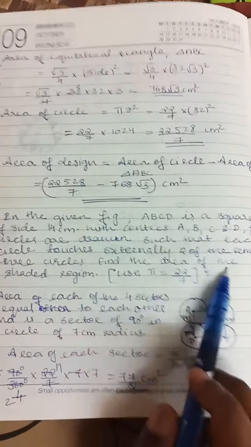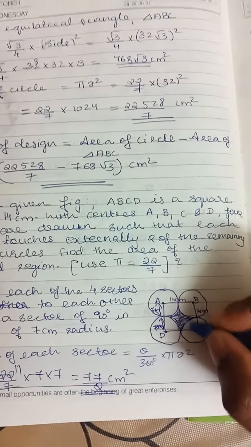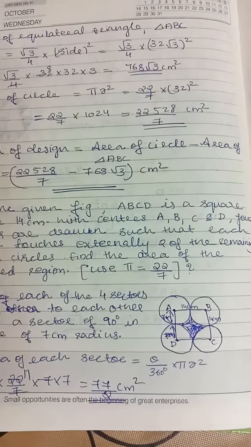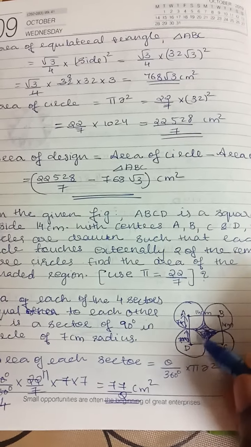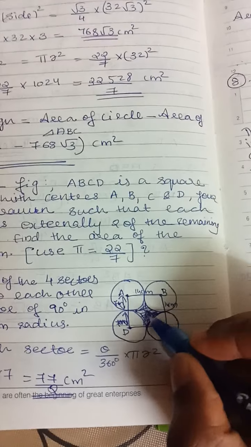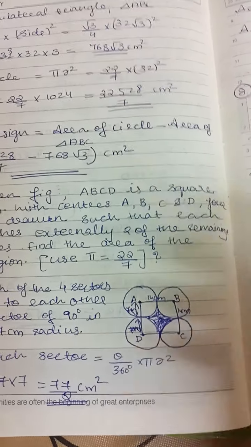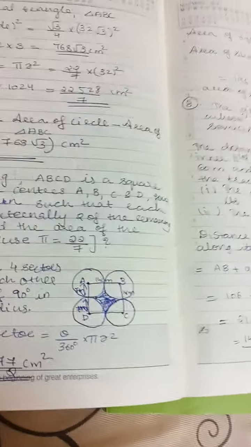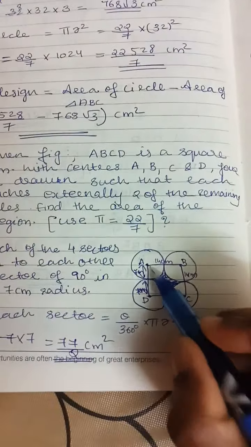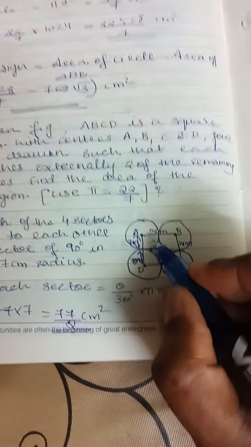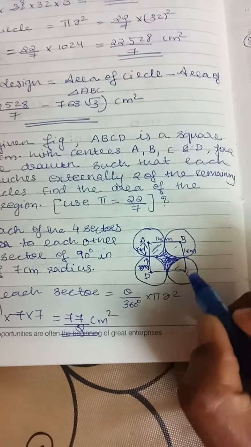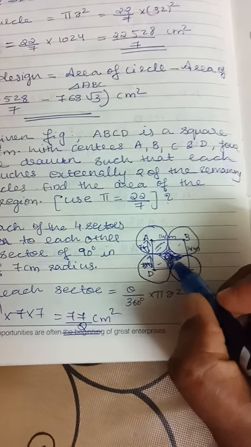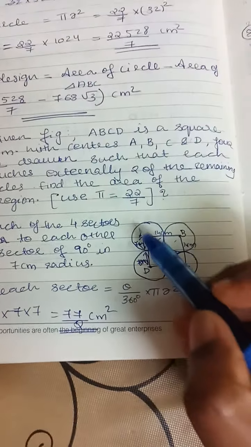We have to find the area of the shaded region. We should find the area of this portion. How can we find it? First of all, you should find the area of square ABCD, because this portion comes inside the area of square ABCD, correct? Next, if you subtract the area of this portion, this portion, this portion, this portion, you will get the required area, correct?